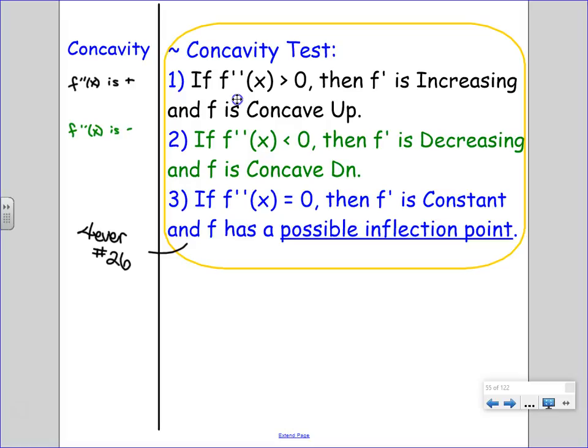When we were talking about the clues or the hints for AP number 2, didn't we talk about inflection points? Do you remember what they are? Inflection points. They're not maximums, they're not minimums. What are they?